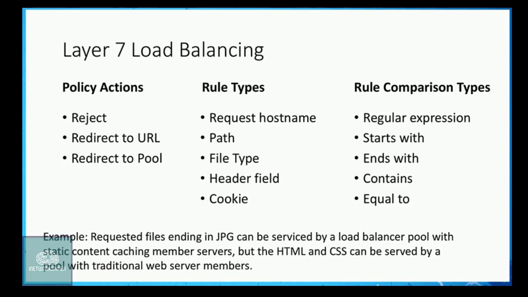So we have two objects that are relevant for this in OpenStack. We have the policy, which describes what you want to do, and then the rule, which describes when you want to do it. So an L7 policy could be: I want to reject all traffic, or I want to redirect traffic to this URL, or I want to redirect traffic to this pool of members. And then the rule could be: if the hostname is ABC, or if the URL path is /images, or if the file type is exe, or any of these things starts with, ends with, contains.